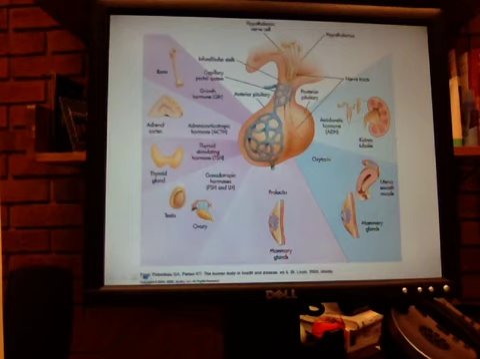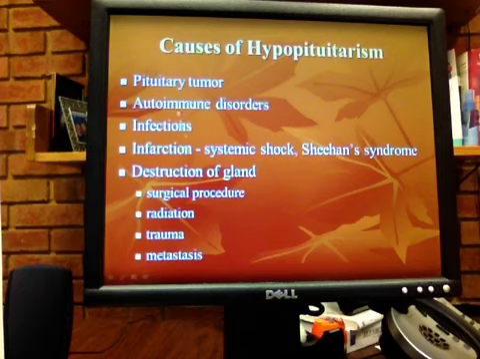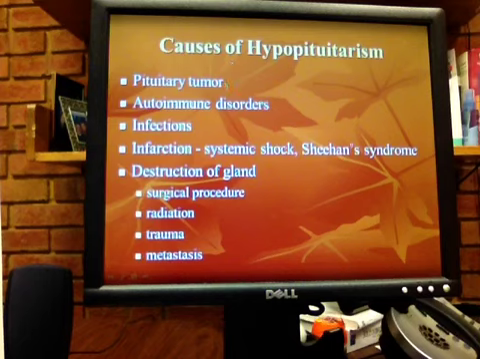I'm going to start with some causes of hypopituitarism. The most common cause is a pituitary tumor that damages the pituitary gland, and then its hormones are not properly secreted. Also, there can be autoimmune disorders that destroy the pituitary gland, sometimes infection, and infarctions could occur if someone goes into shock.